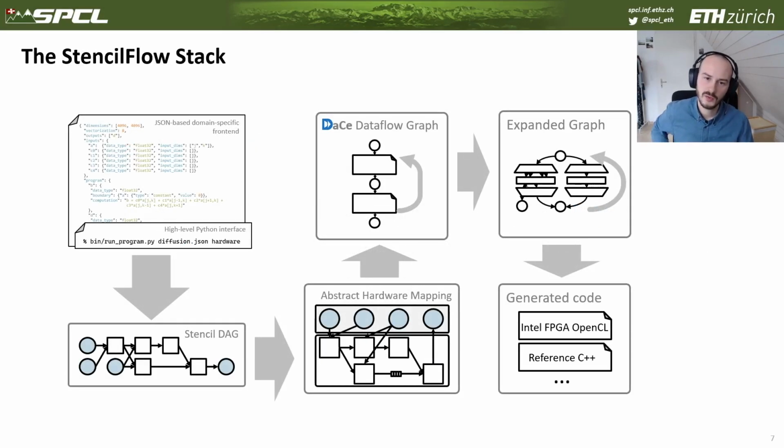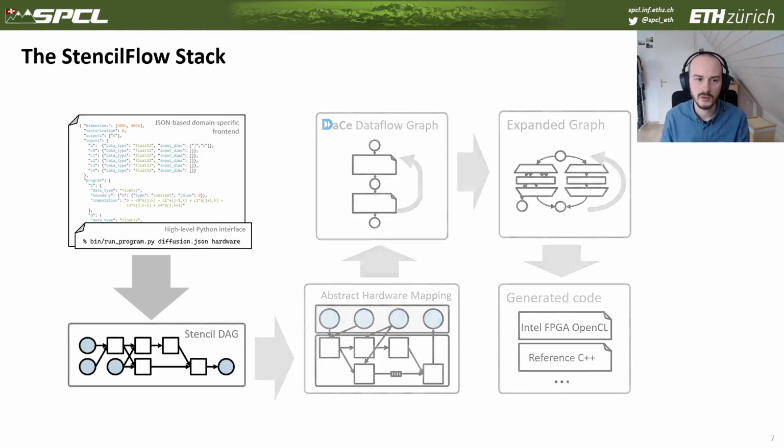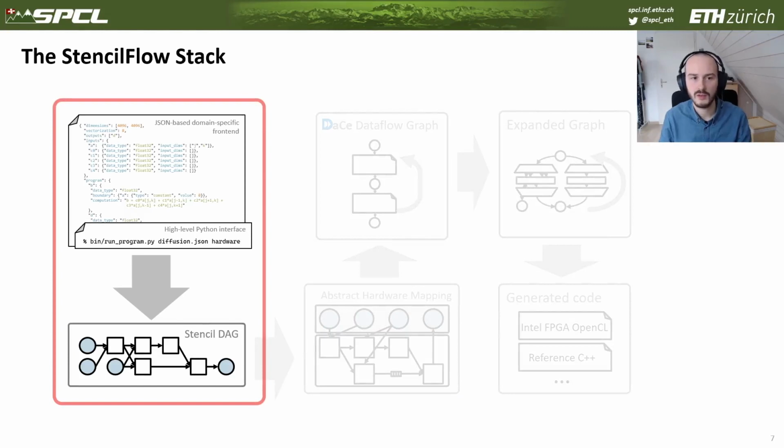Now the StencilFlow stack operates on this type of programs and has a number of components. I'm going to highlight some of the most interesting points of a few of them. So like I mentioned, the idea would be that this should be used by a high-level user. So at the top of the stack, we have a JSON-based domain-specific frontend, which is usable via Python.